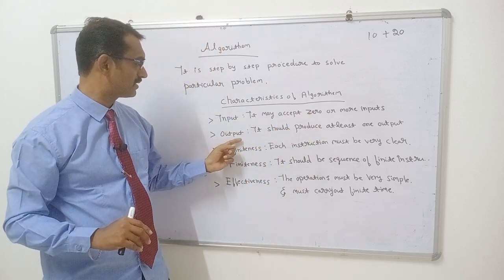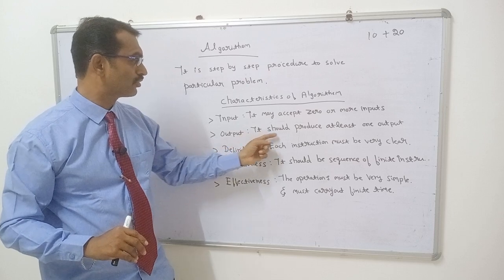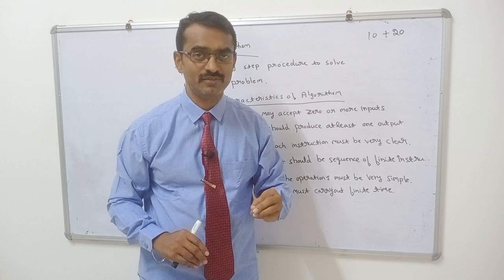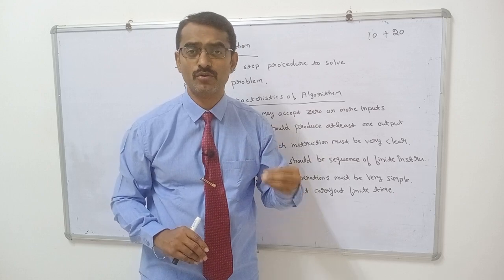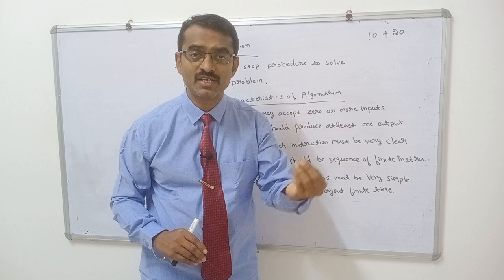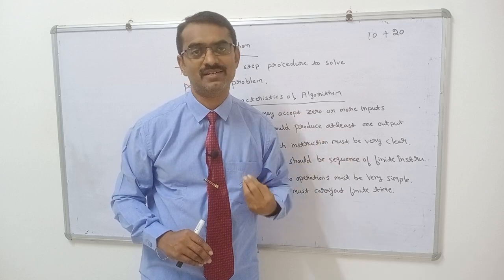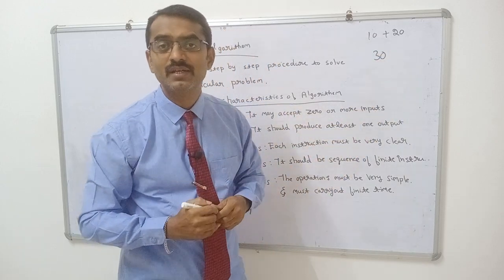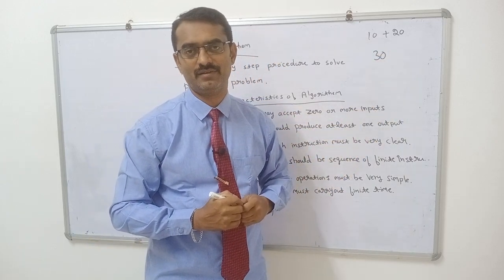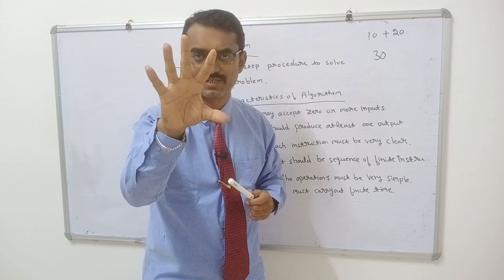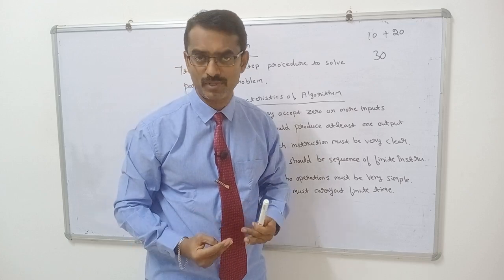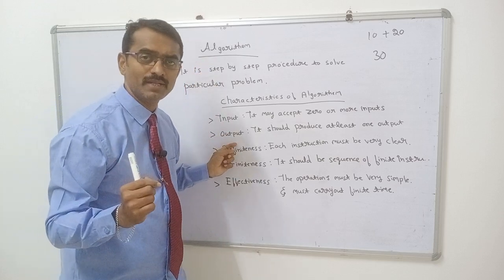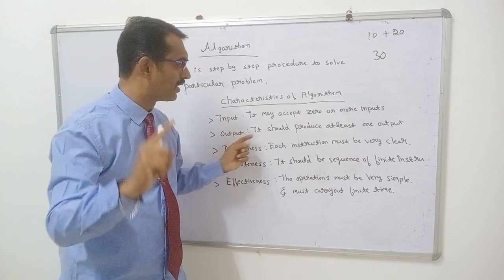Let us go to the next, that is output. It should produce at least one output. See the students, when you are calculating something in the computer, definitely you are expecting one result, that is 10 plus 20, we are expecting the result as 30. It should display the result 30. That is the objective of the problem, right? When you are writing an algorithm, please do remember that there must be at least one output.